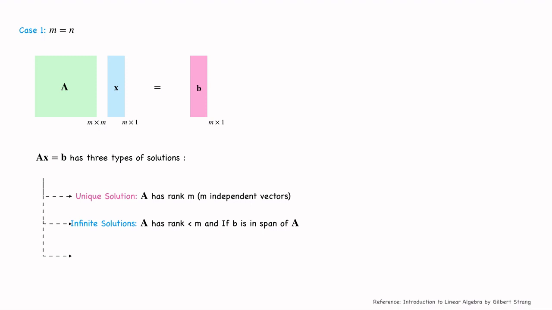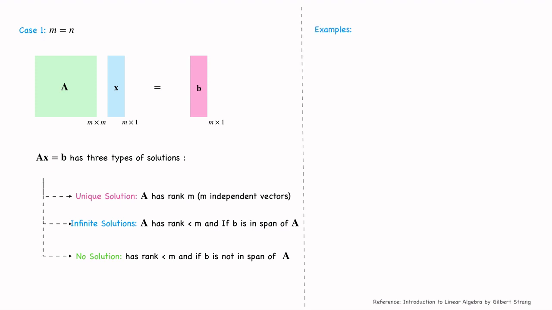When rank is less than m, which means the number of independent vectors in A is less than m, then the number of solutions depends upon whether b lies in the span of A or not. The span comes into the picture because A does not have m independent vectors. So the transformed vector may or may not be in the span of A. If it is in the span of A, then you will have infinite solutions. And if it is not in the span of A, then the number of solutions would be 0, which means A has fewer than m independent vectors and b comes from vectors not spanned by A.